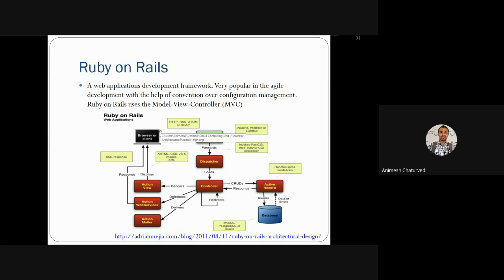For example, at the top they have the browser or client, which requests the web server with the help of HTTP, RSS, Atom, or SOAP, and then the web server request goes forward to the dispatcher. Dispatcher basically does the invocation of some of the processes, and various Apache APIs are there in the web server for dispatching.